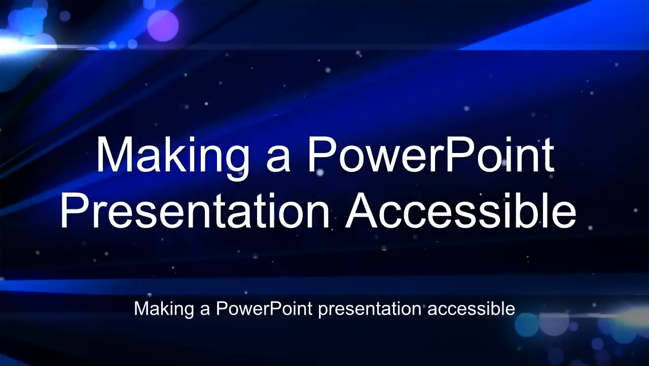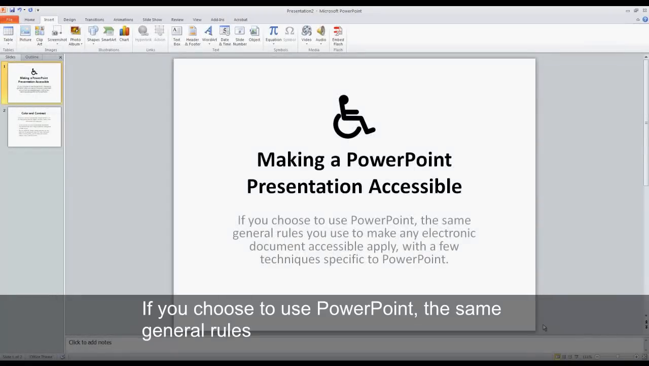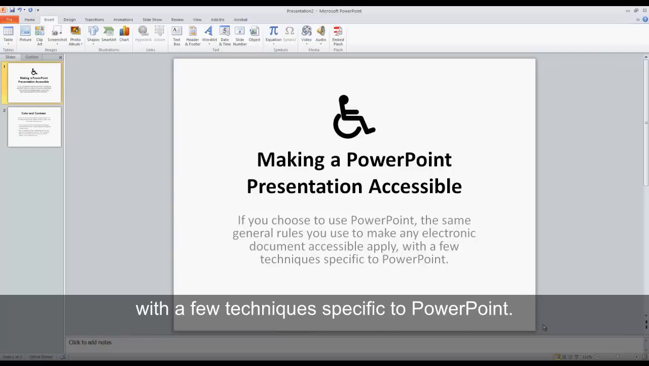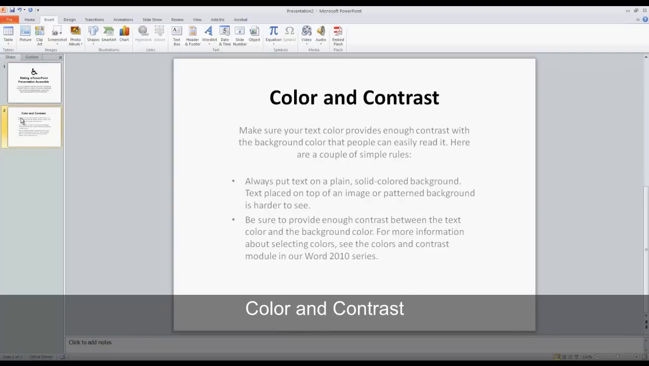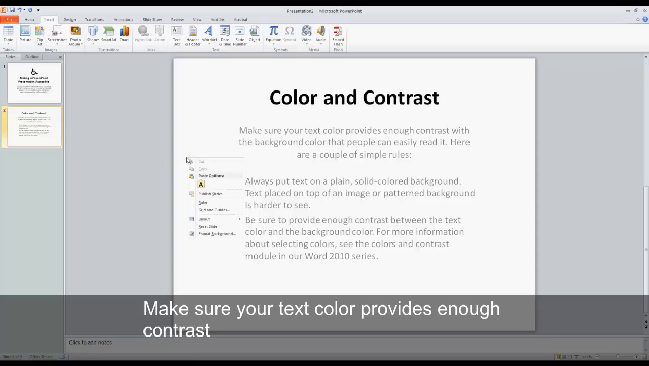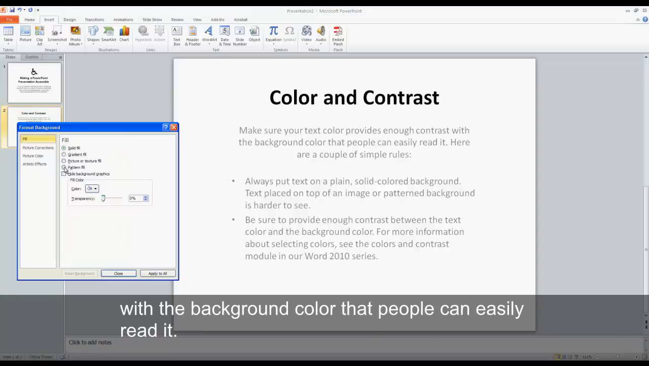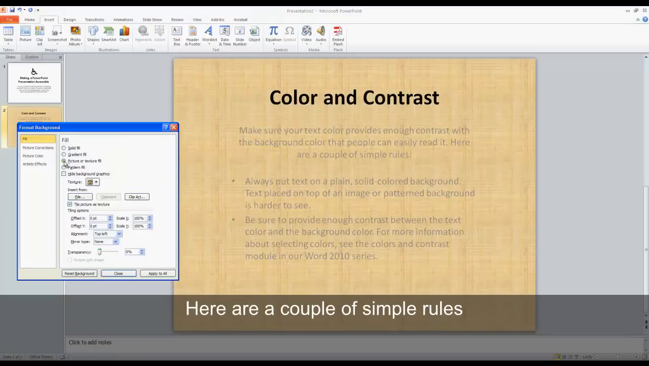Making a PowerPoint presentation accessible. If you choose to use PowerPoint, the same general rules you use to make any electronic document accessible apply, with a few techniques specific to PowerPoint. Colors and contrast. Make sure your text color provides enough contrast with the background color that people can easily read it. Here are a couple of simple rules.